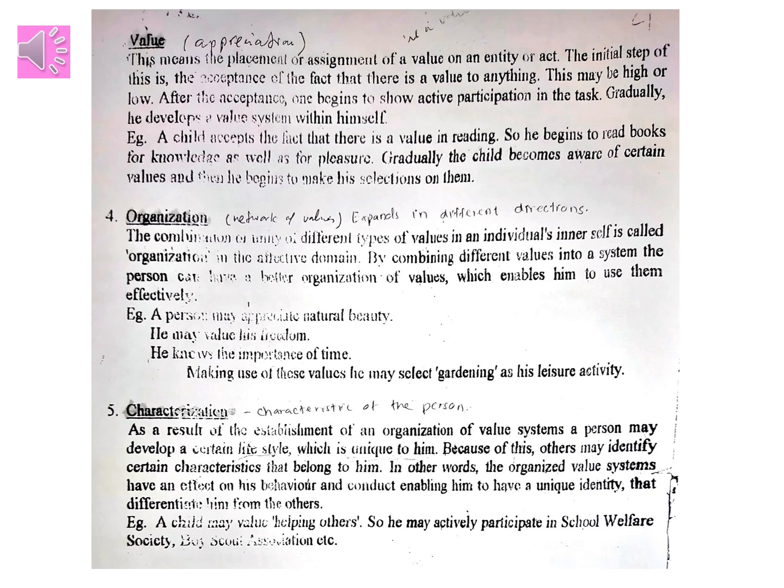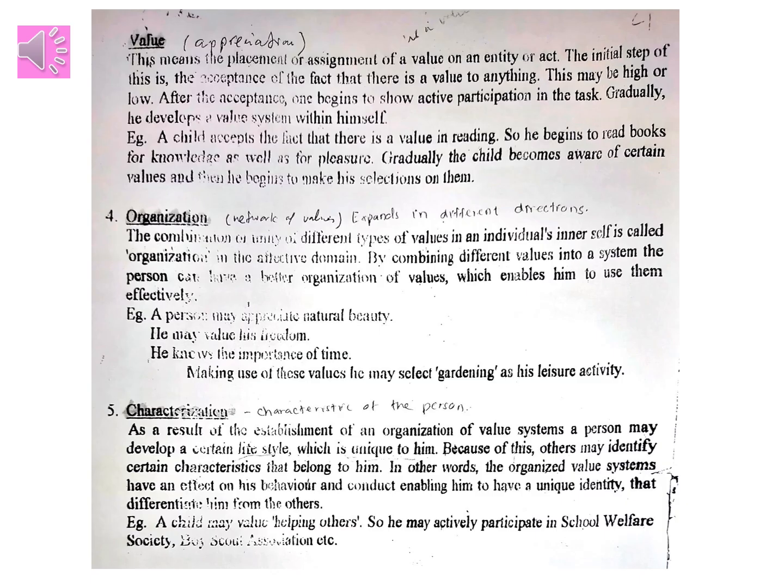Example, a person may appreciate natural beauty. Okay, he may value his freedom. He knows the importance of time. Making use of all these values, he may select gardening as his leisure activity. All right. Now, earlier, not only reading about prehistoric animals, then he expands his interest in reading other things also. Not only reading them, maybe writing about these things. So you expand the system of value. You have a network of values, not only one. That is organization.